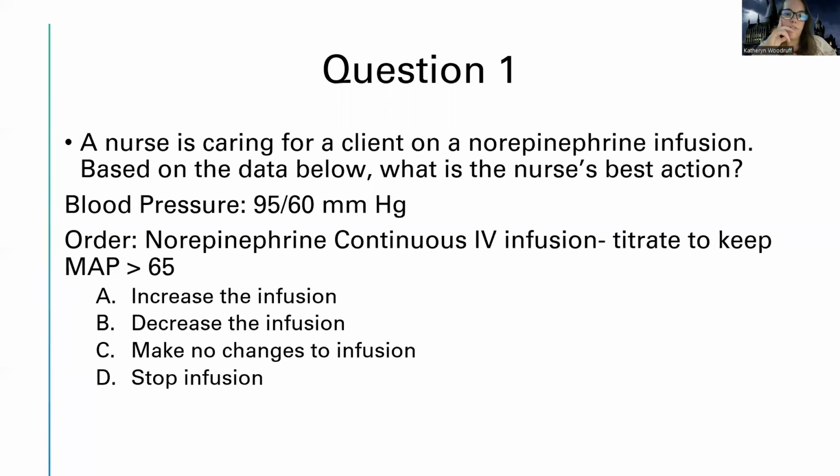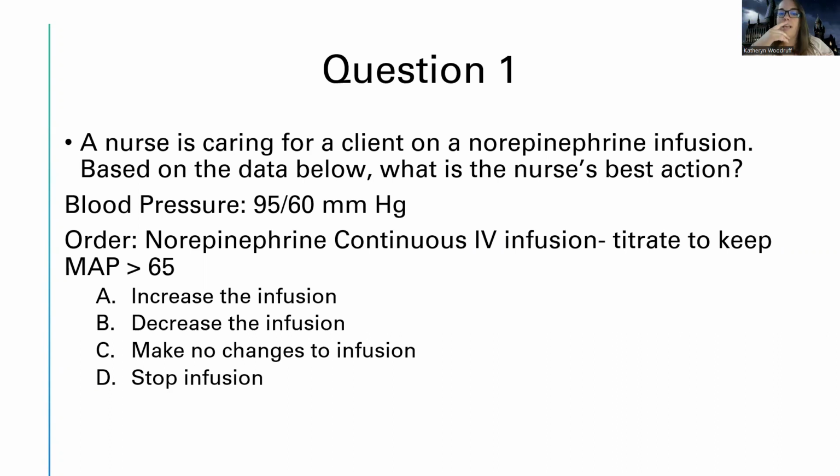It says, a nurse is caring for a client on a norepinephrine infusion. Based on the data below, what is the nurse's best action? So then I have some data. I see their blood pressure is 95/60, and I have an order for the continuous norepinephrine titrate to keep MAP greater than 65. So what this question is asking me to do is see if my norepinephrine is therapeutic.